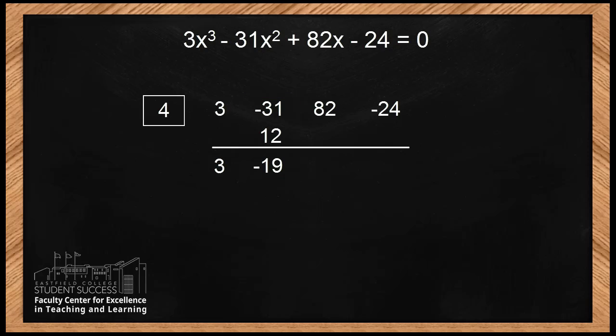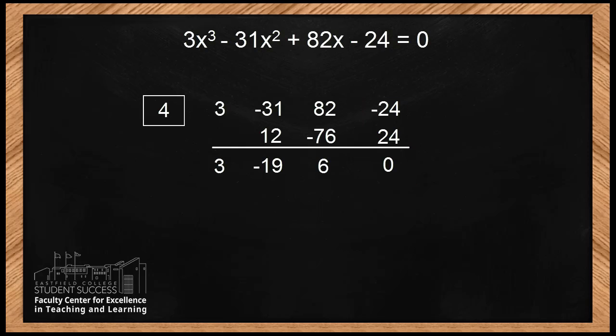Now we're going to multiply again. 4 times negative 19. Positive times negative is negative. 4 times 19, negative 76. The next step is to combine. 82 minus 76 is a positive 6. Now we will multiply. 6 times 4 is 24. Again, we're going to combine, but when we combine negative 24 and a positive 24, look what we have. The last number we'll write is a 0.